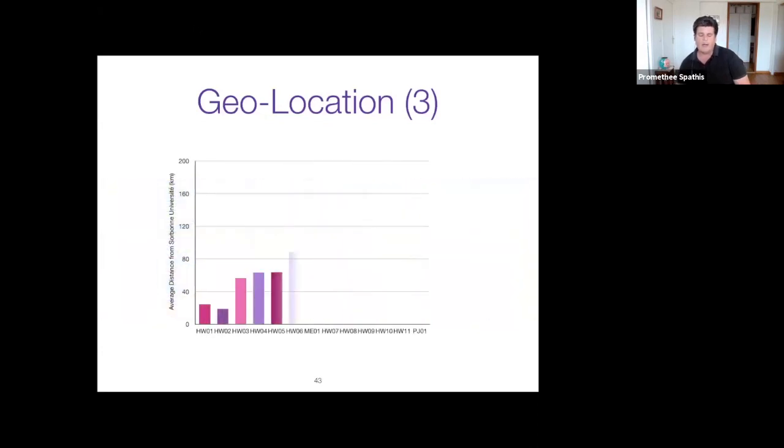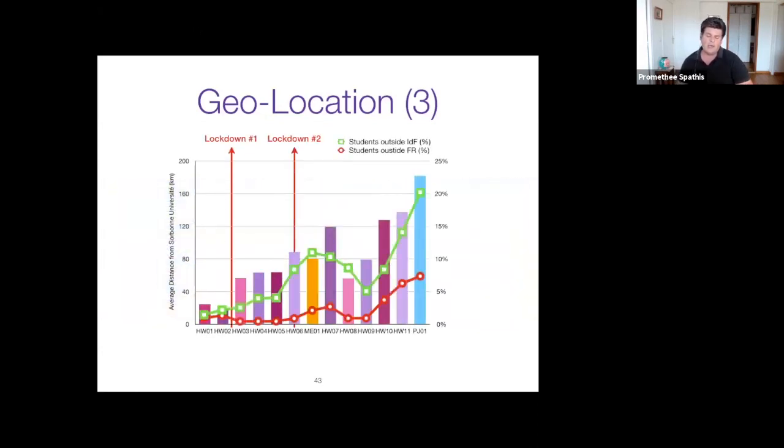Here, what I show you in red are the students who moved out of France. And in green, I have the students who stayed in France but moved out of Paris. So they moved to another region. As you may see, some of the international students moved, but not so much.